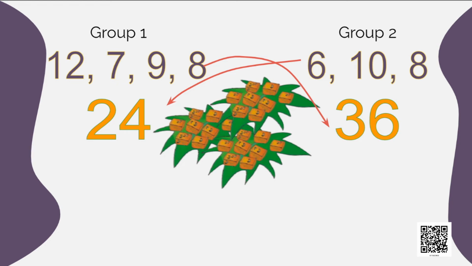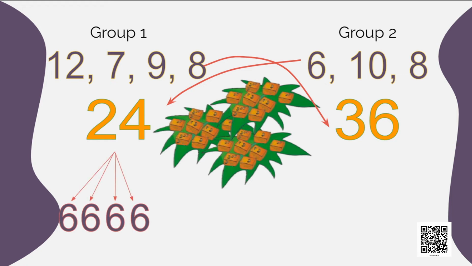Now each group shares among themselves whatever they have got equally. So how many pieces will each kid in group 1 get? It's straightforward, right? Each will get 6 pieces because there are 24 sweets and there are 4 people in group 1. Similarly, how many pieces does each person in group 2 get? So there are 36 pieces and there are 3 people. So it will be 12 each.